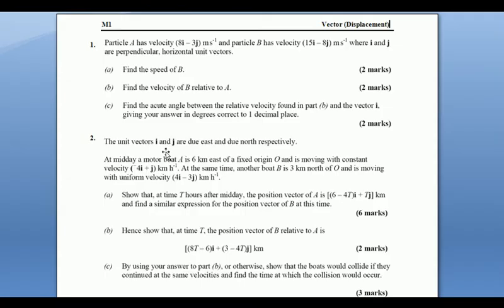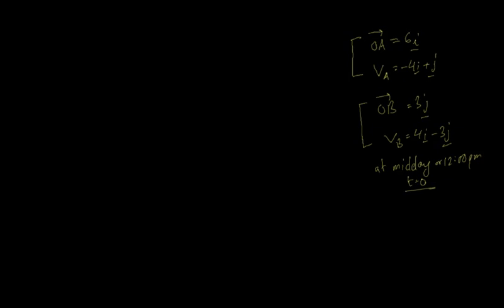Okay, so at midday we have to form the position vector of A. We have to show that, and we have to find a similar expression for that. So we have to find the present position vector. Let me review a little bit. If you remember, the present position vector is equal to the initial position vector r0 plus displacement, which is velocity times time.